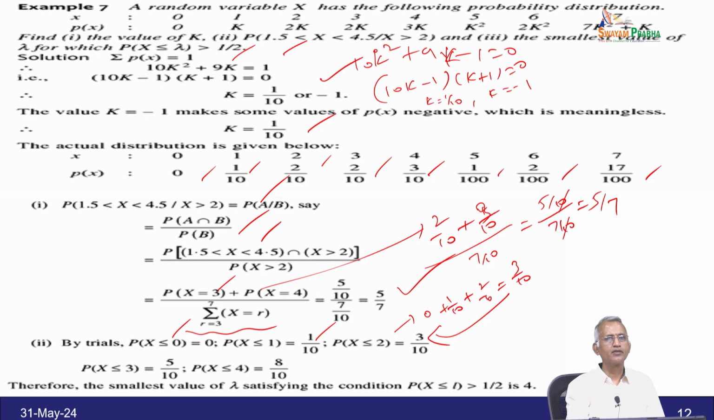The probability of x less than or equal to 3 is 5 by 10, and do the same way; the probability of x less than or equal to 4 means x equal to 0, 1, 2, 3 and 4, add them, we have 8 by 10. Therefore, lambda is the smallest value satisfying the probability of x less than or equal to lambda, that is greater than or equal to 0.5, which is 4. So, this way we can use the cumulative probability distribution function.